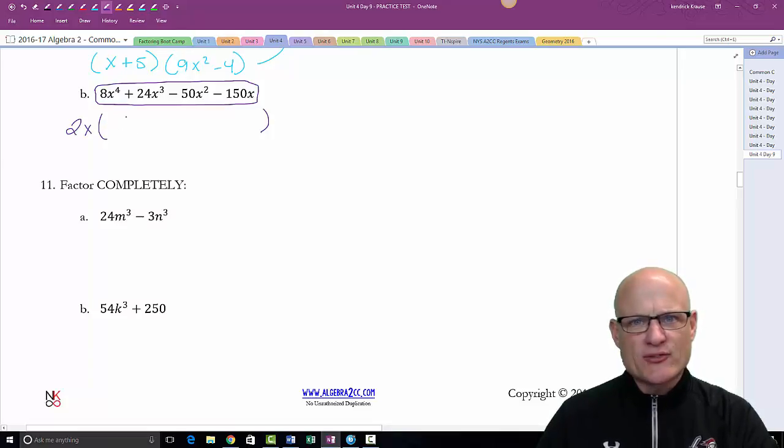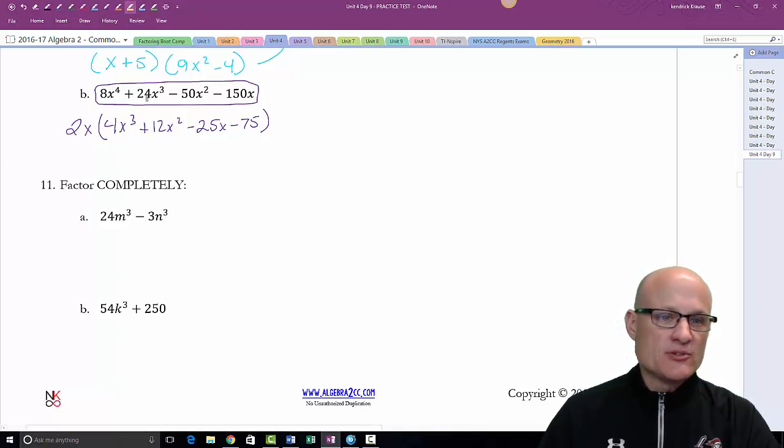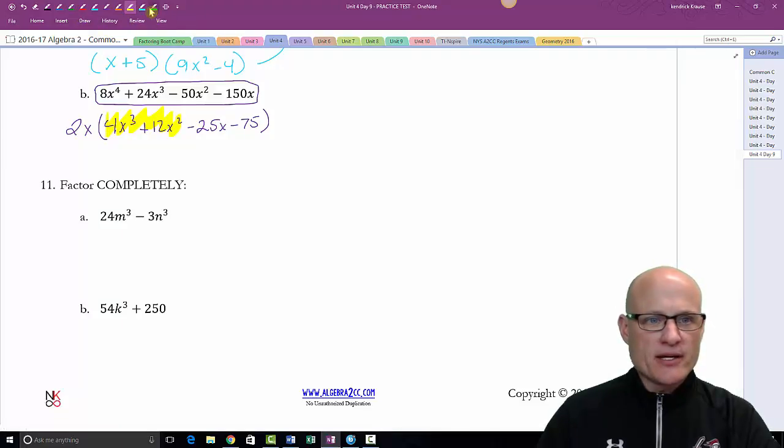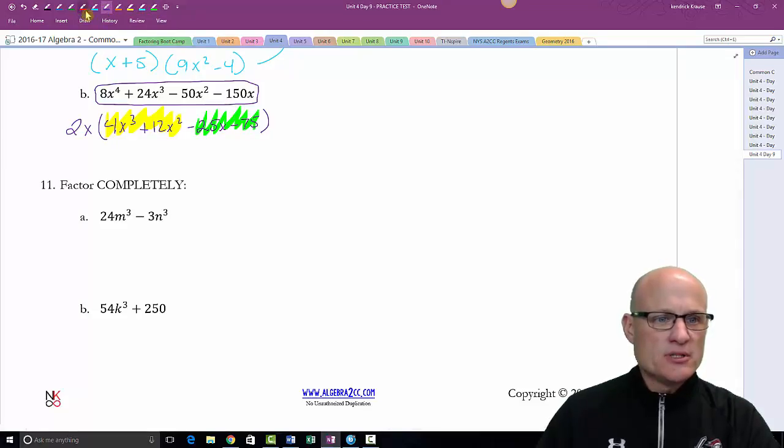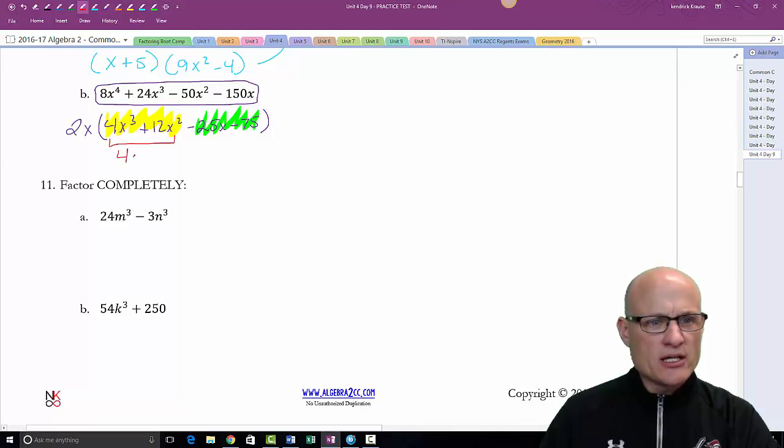So I can take out a 2x. So I'm left with 4x cubed plus 12x squared minus 25x minus 75. All right, now we're going to group. So I'm going to group these two, and I'm going to group these two. So let's see what I can pull out. Out of these two, I can take out a 4x squared. That's screaming difference of perfect squares already.